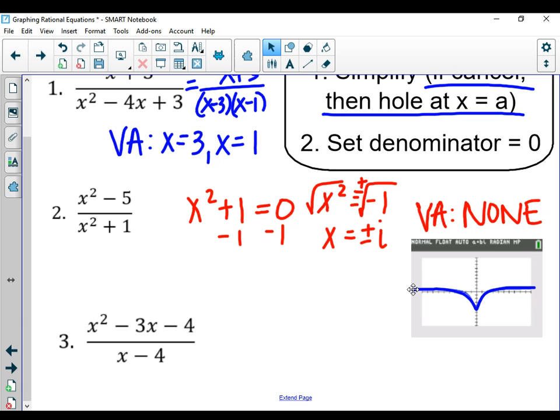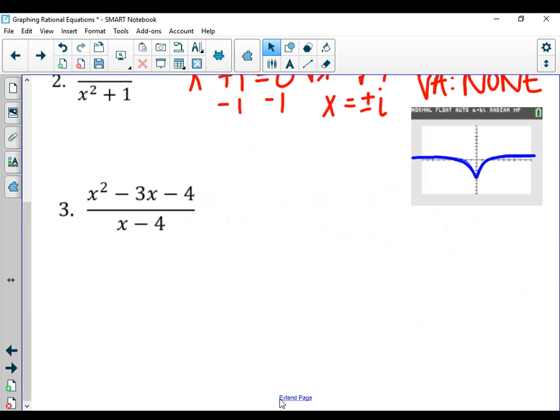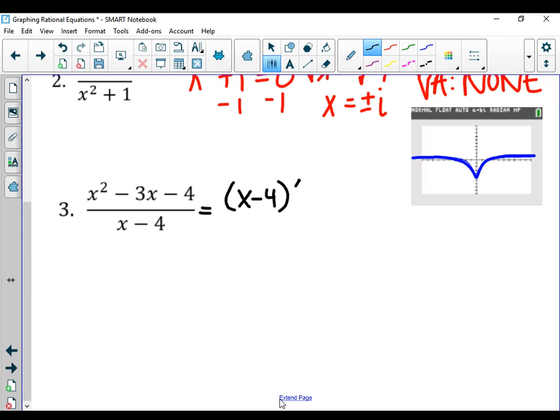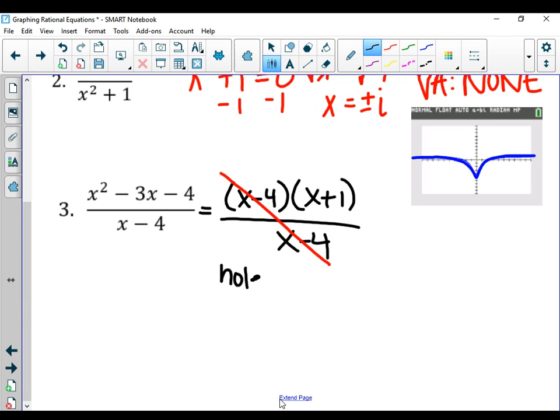So the first one, we had 2 vertical asymptotes. The second one, we have none. Now the third one: if I factor this, I get x minus 4 and x plus 1 all over x minus 4. Can I cross something out? Yes. Since I can cross this out, this actually means I have a hole at x equals 4. Not a vertical asymptote, a hole in the graph.